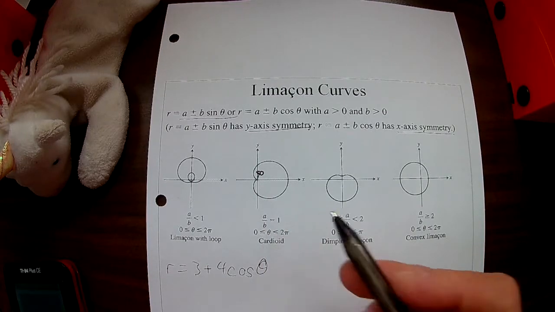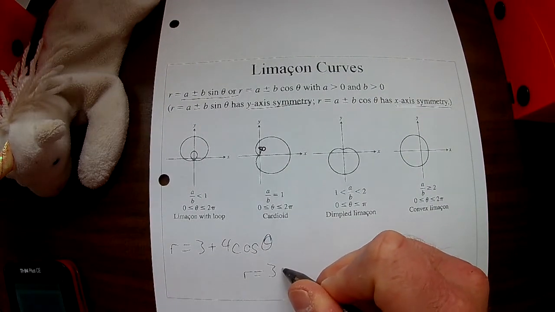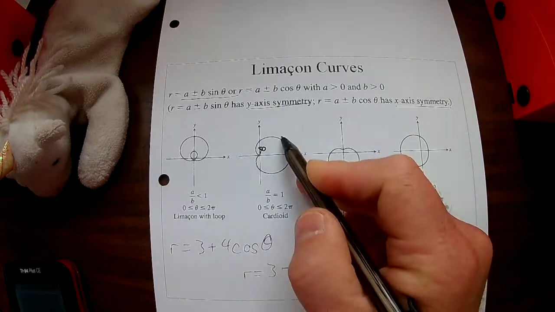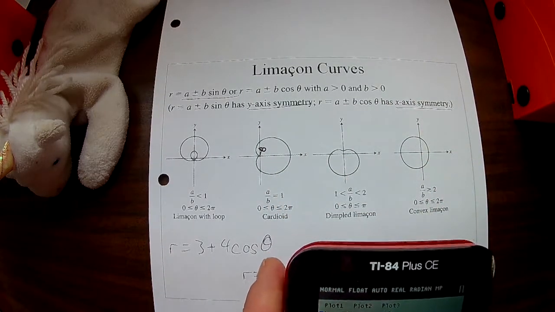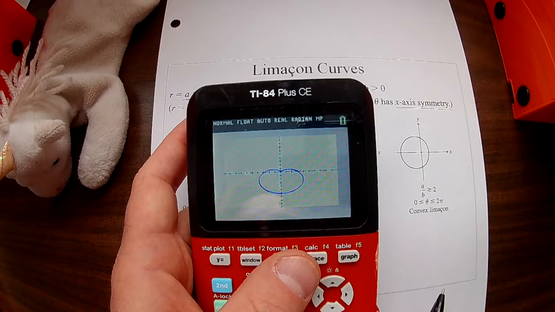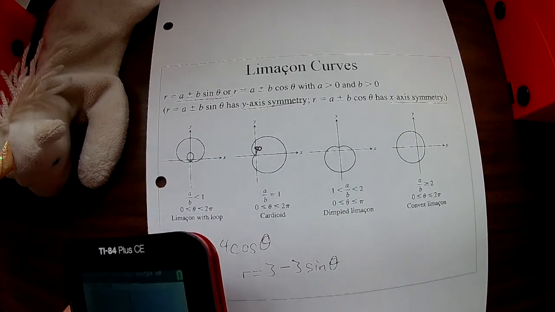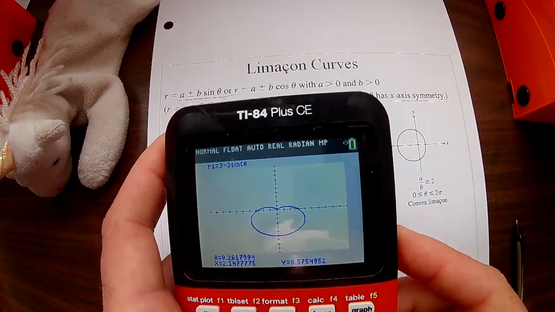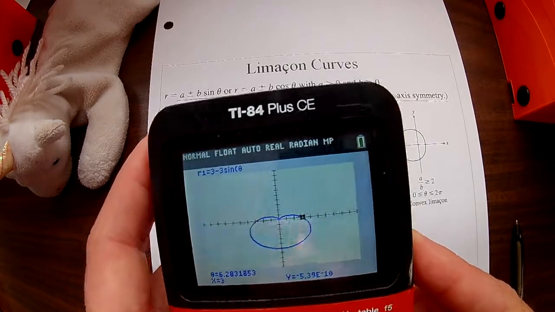So again, ratio of a to b is equal to 1. So that's just going to mean r equals, let's go 3 minus 3 sine of theta. Again, it's not going to match that because this is sine. That's got x-axis symmetry, so obviously it's a cosine. But look in here, I got 3 minus 3 sine of theta. And look at that. It's a nice little heart there. I wear my cardioid on my sleeve. And just to emphasize that domain here, I'm figuring out where I get back to that point after 2 pi.